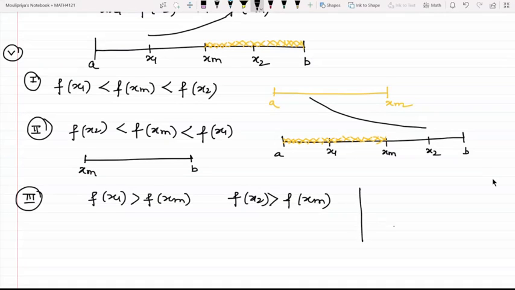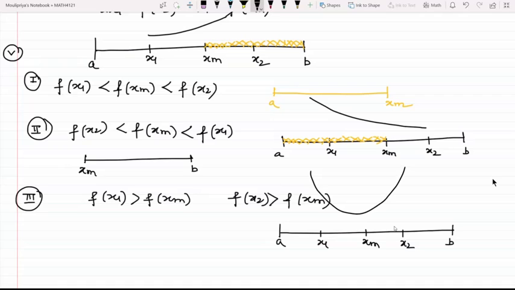That implies, in the first case it is monotonic increasing, and this is monotonic decreasing. What I'm actually referring to is this is xm, this is x1, this is x2, this is A, this is B. This is how the function is going to look. f(x1) is greater than f(xm), and the same is valid for f(x2). Would you like to tell me which region are we going to eliminate under this circumstance?